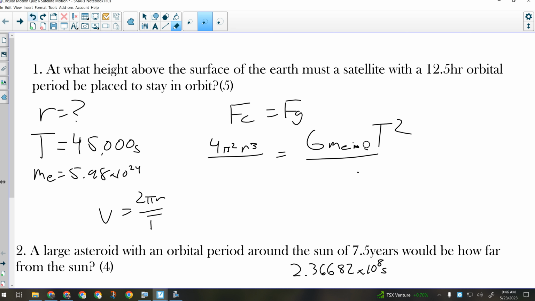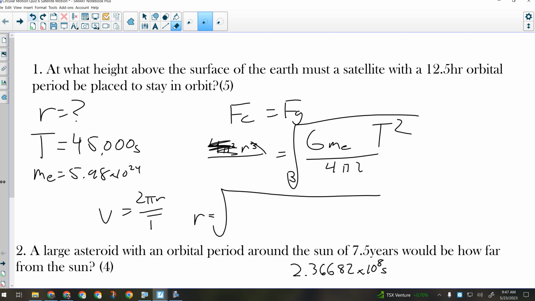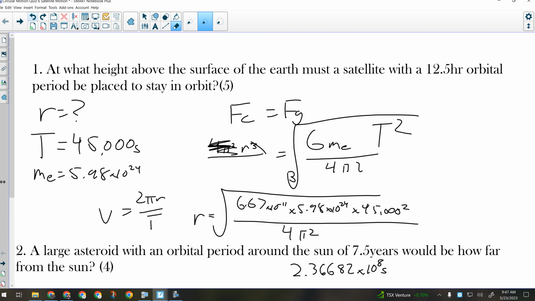Okay, there we go. Now we're going to solve for r. Okay, 4 pi squared, and then I'm going to cube root that instead. First time I think we've cube rooted on a satellite question. All right, so r is going to equal, under the cube root sign, 6.67 times 10 to the minus 11 times 5.98 times 10 to the 24 times 45,000 squared divided by 4 pi squared. All right, so that'll give us the radius, which is not our final answer.